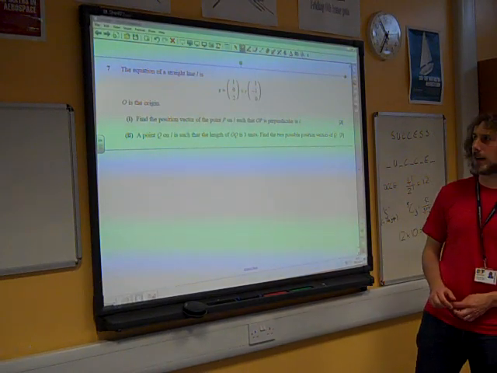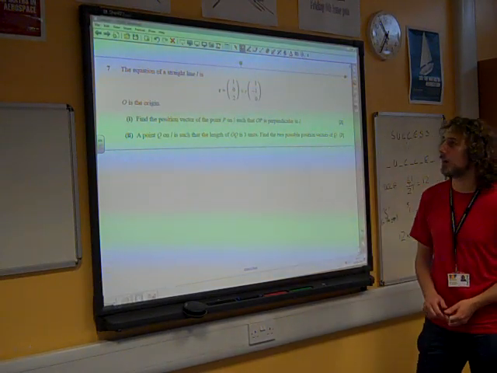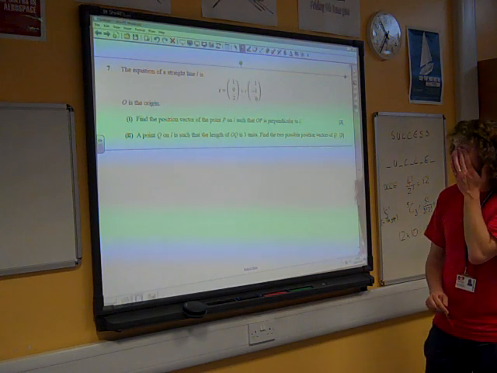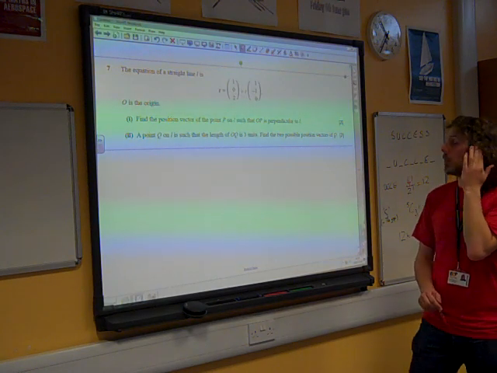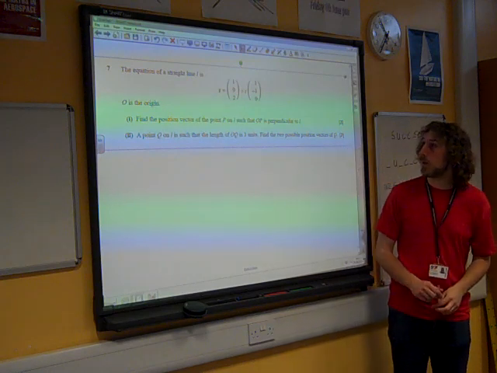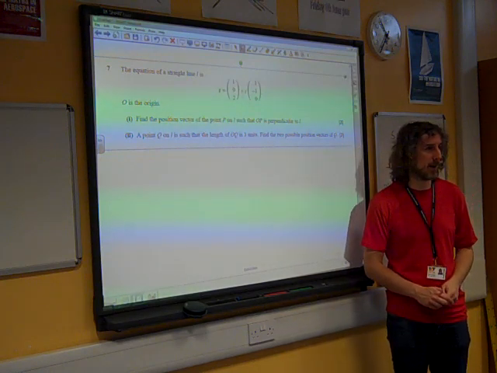The equation of the straight line L is r = (1, 0, 2) + t(1, -1, 0). Find the position vector of the point P on L such that OP is perpendicular to L.